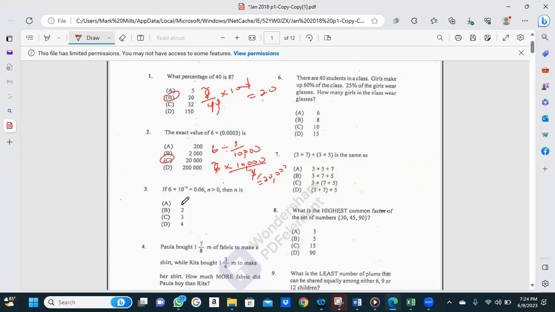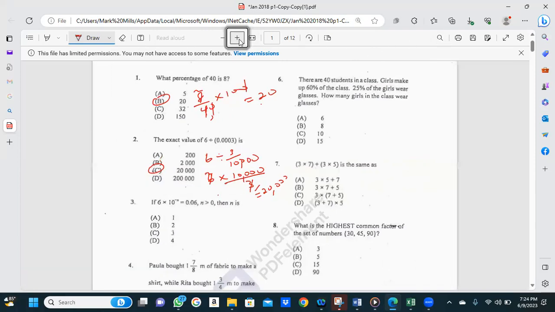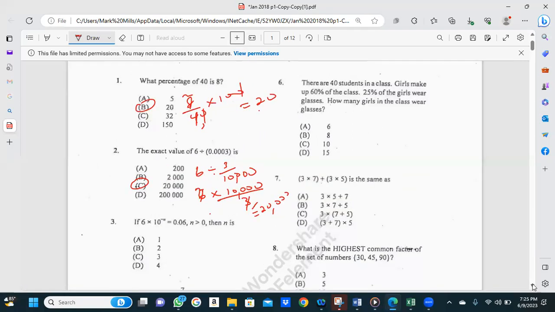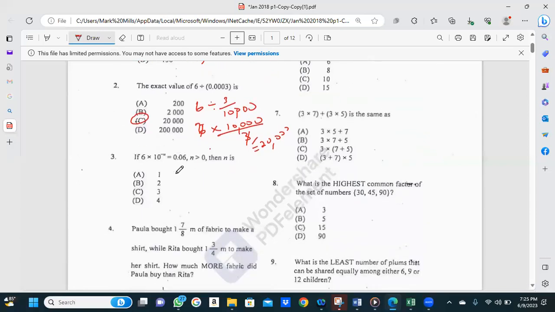Now, number 3, right? What says number 3? I need to show you guys something. Let me zoom it in a little bit. What do we have? For number 3, they have 6 times 10 to the n power, right? Will give you 0.06. So the question I ask you guys, right? 6 times what number will give me 0.06? Talk to me. 6 times what number will give me 0.06?